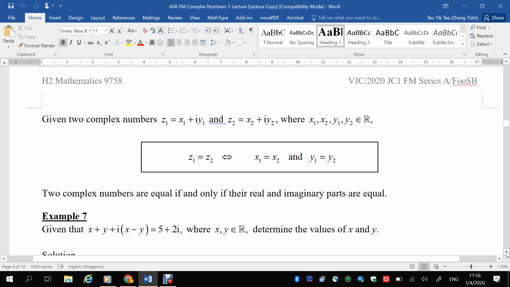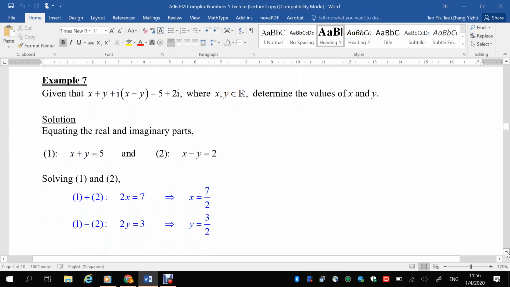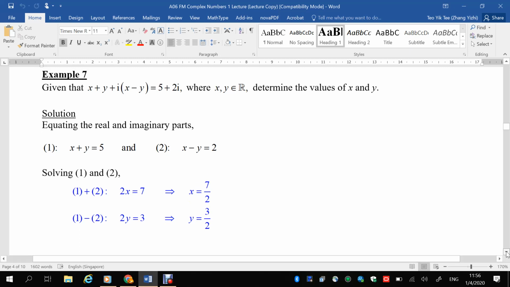Easy? So far easy, right? Because all these are the basic parts. Can? So far so good? So far so good. Now, as I said, this is the easy part. By the time you hit chapter 3, chapter 4, I tell you, you will hate complex numbers already. I also hate it, don't worry.